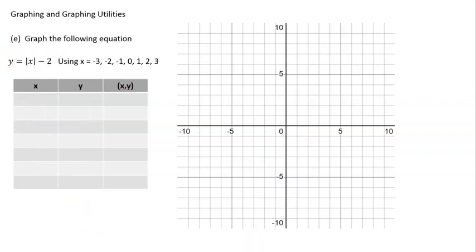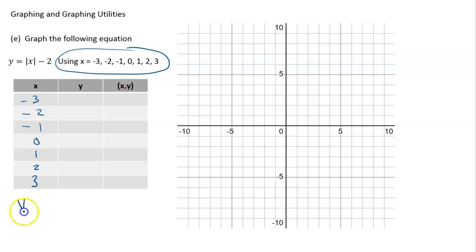All right, for those of you who want this over with, go ahead and pause it, plot this one, get it done. For those of you who want to hang around and see the solution, here we go. So again, notice it says I'm required to use -3, -2, -1, same as the last couple of problems, for my x values. That will help me get a good looking graph.